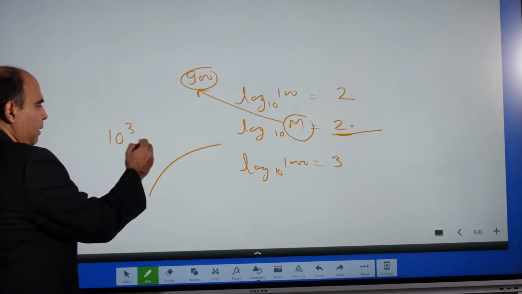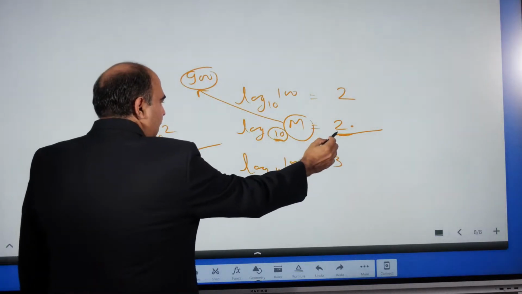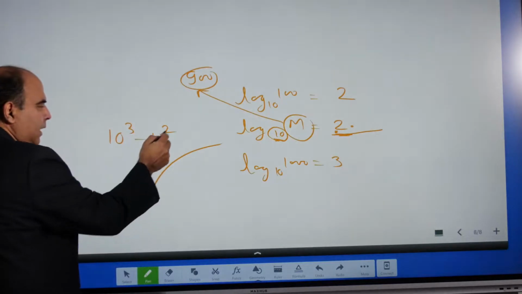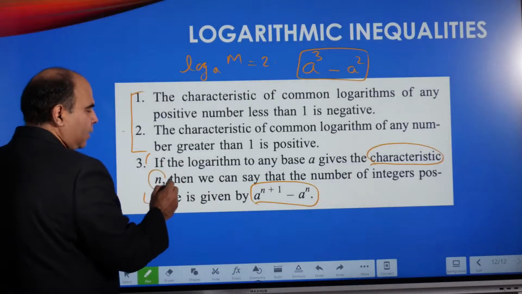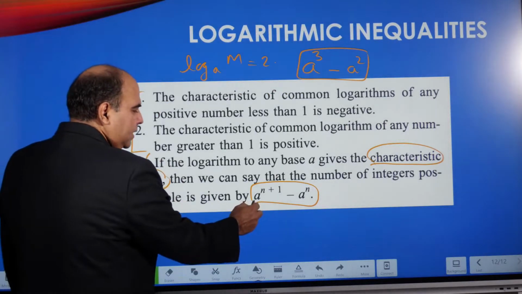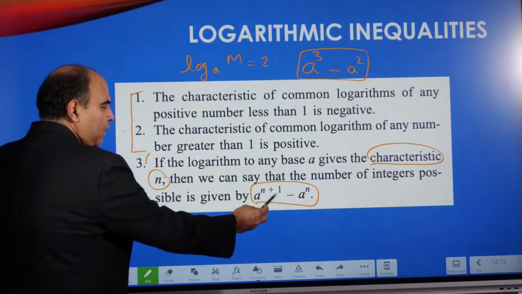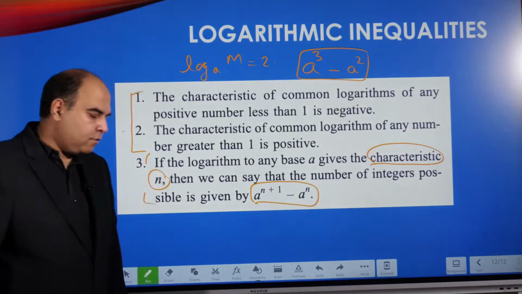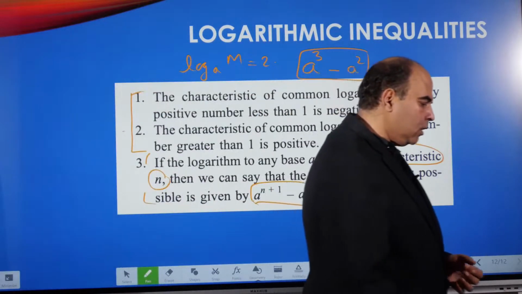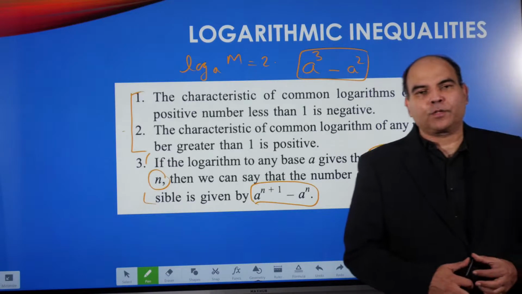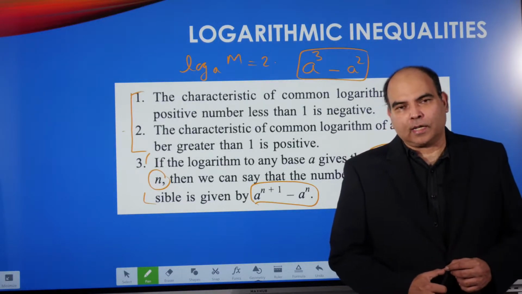10 cube minus 10 square. That is a raised to characteristic plus 1 minus a raised to characteristic. Here n is being used as the characteristic of the log, and a is the base. So if the base is 10 and n is 2, then 10 cube minus 10 square will be the number of values that m can take. It's not a very important thing in logs, but sometimes in logarithmic inequalities you have to use this. And I'll show you some questions in which this is used in the next class.